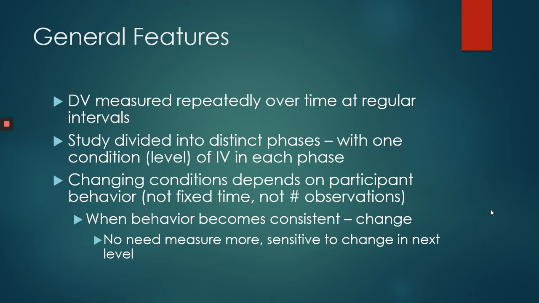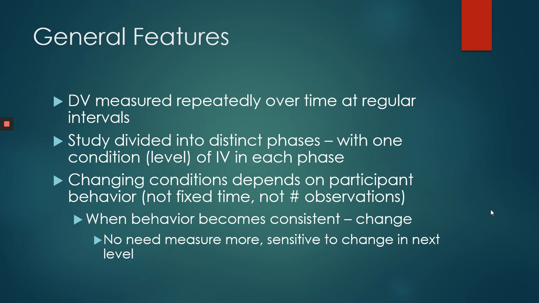Well, for one, you don't need to measure that dependent variable anymore under that condition, because you have consistency. If it's consistent, why keep on doing it? You already have a pretty stable line. There's no reason to waste time and just keep on repeating that if it looks like it's pretty consistent. And then the other reason is it makes it more sensitive to change to the next level.